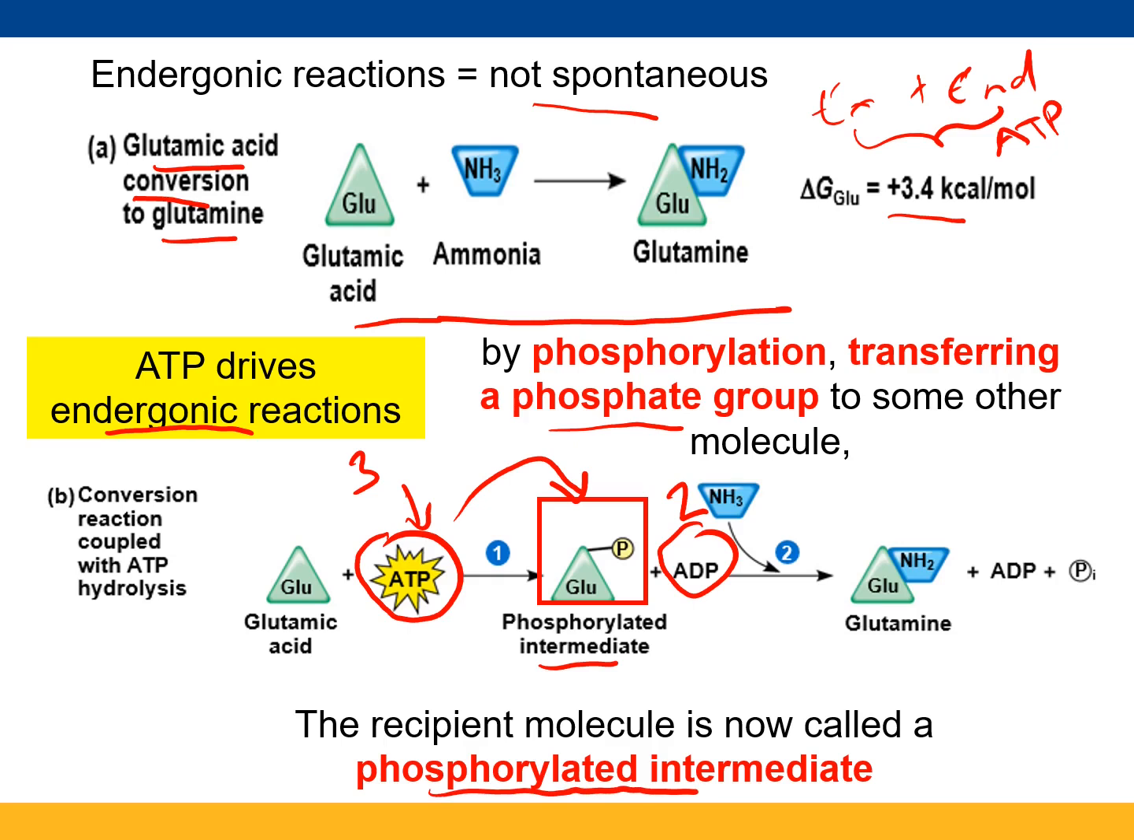And in the final step, you will have this final product, but you are not going to have ATP anymore. You're going to have ADP plus an inorganic phosphate. And this is how ATP drives the endergonic reactions by coupling exergonic and endergonic reactions.